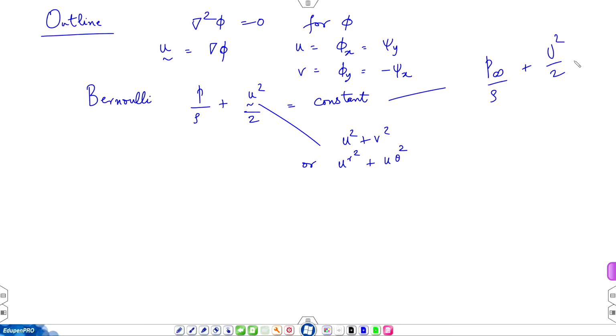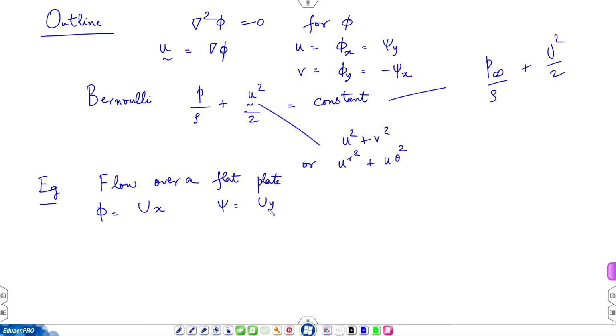Now, the big question we had addressed last time was how good is the solution? In other words, does it match experiments? So, one example was flow over a flat plate, for which phi is equal to Ux, and then you can apply the connection between phi and psi and get psi equal to Uy. Now, there will be a constant of integration.